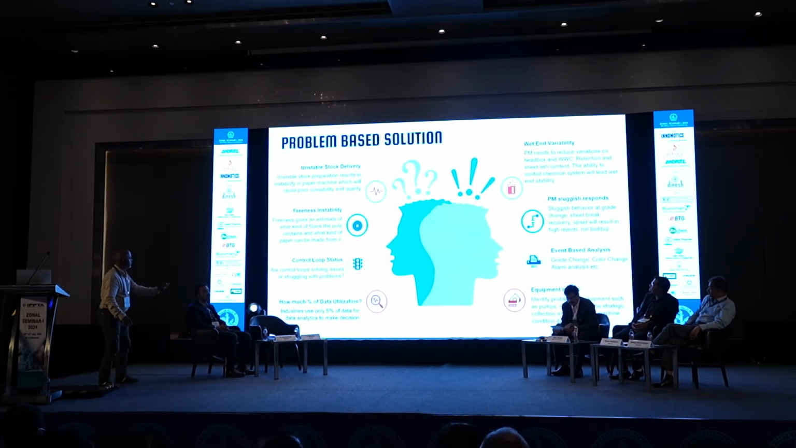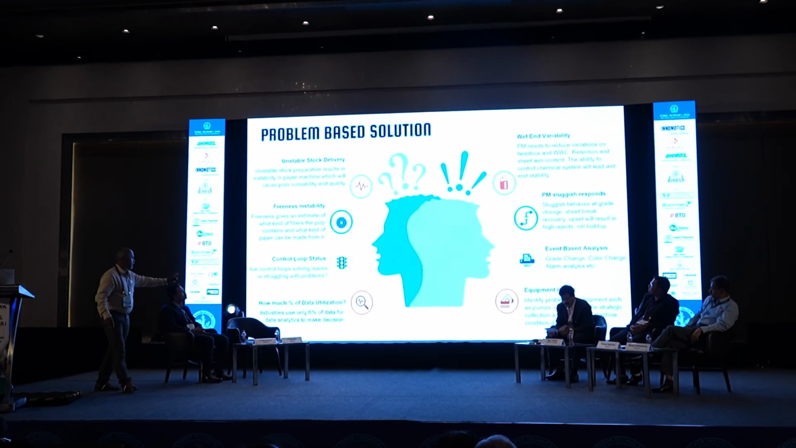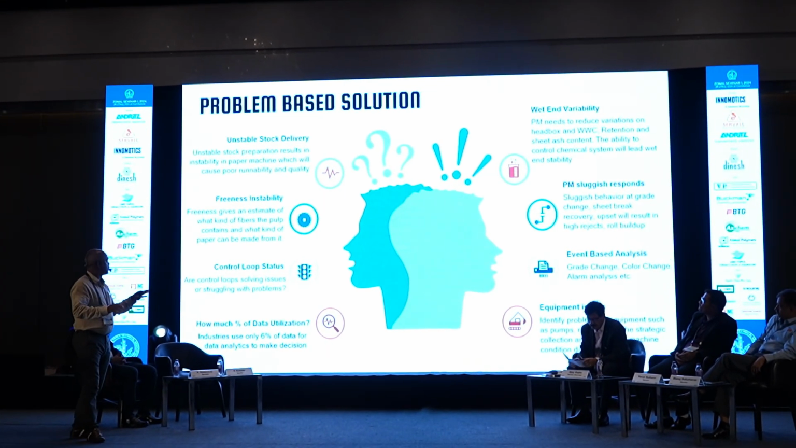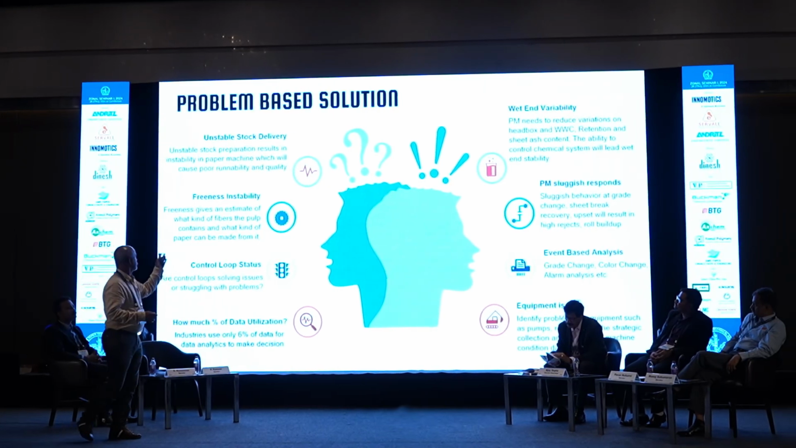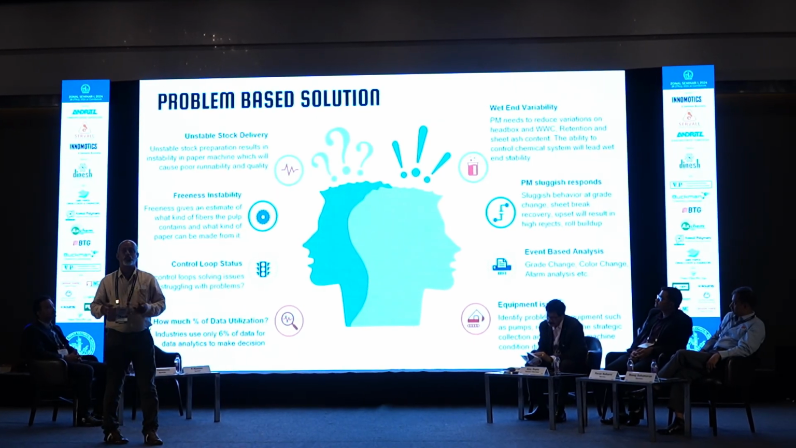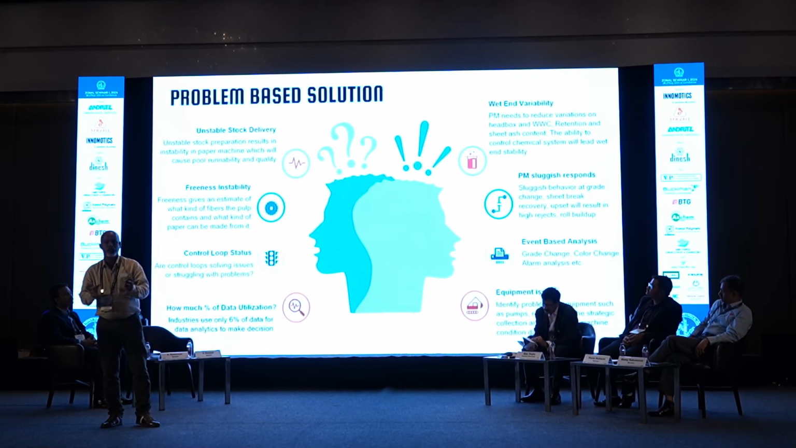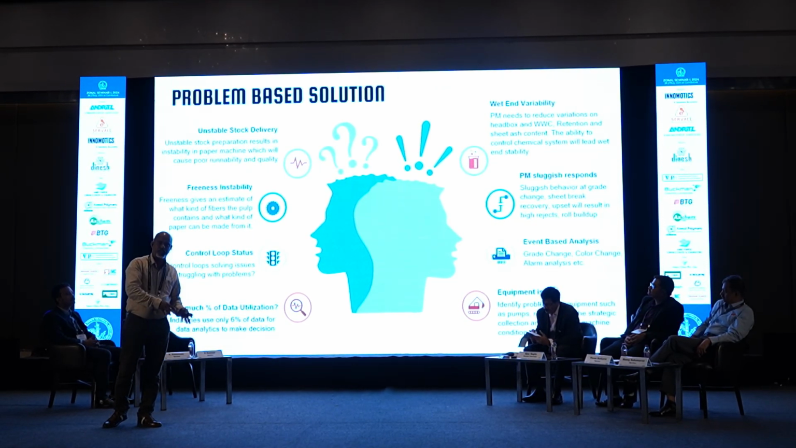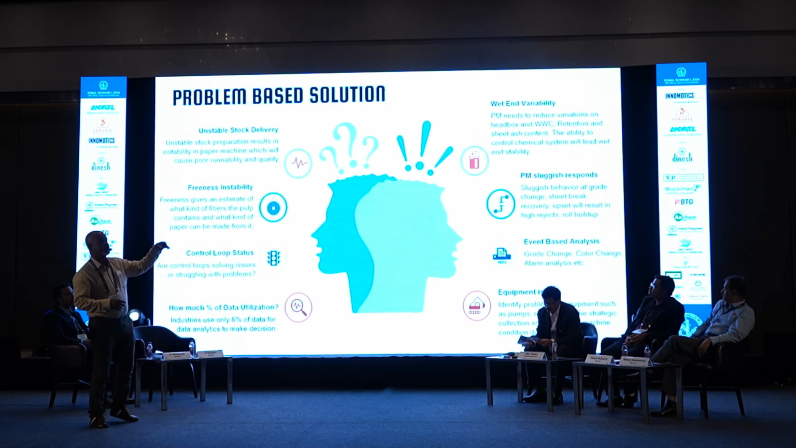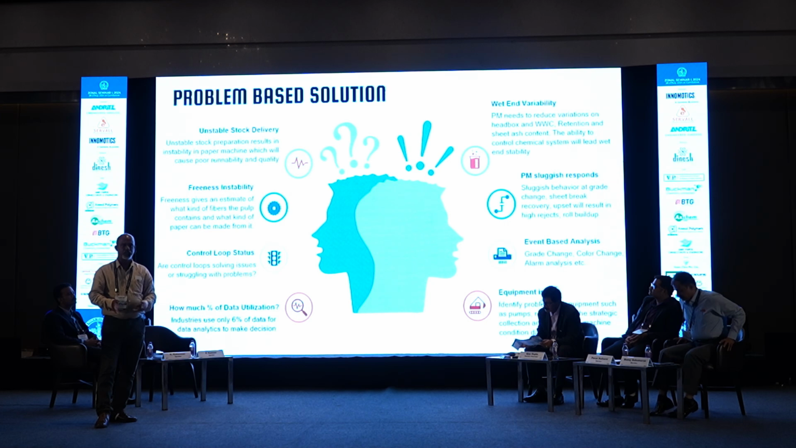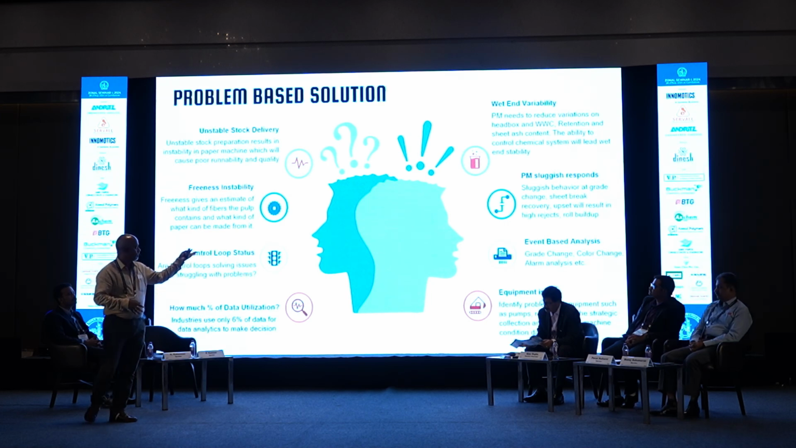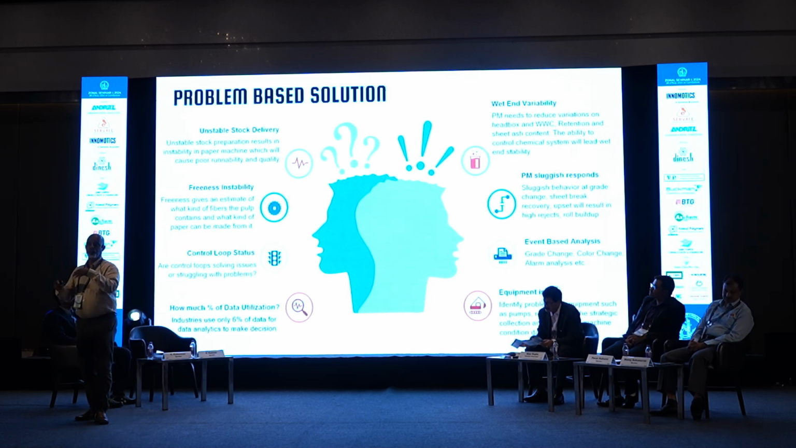The solutions may be with control data utilization or control problems, or your freeness, as he explained, freeness problem, unstable stock delivery. From the stock to the head box, there are multiple pieces of equipment. So how they are delivering to the machine, we have to understand that dynamics, and then we have wet end variability with the chemicals, all this, and then how the paper machine is responding in manual and automatic mode.